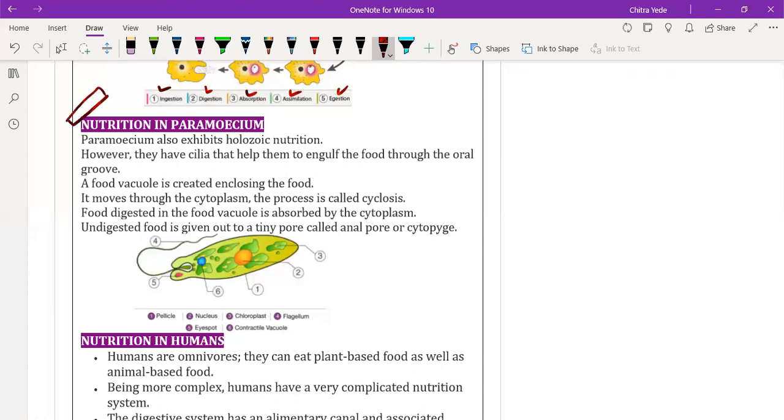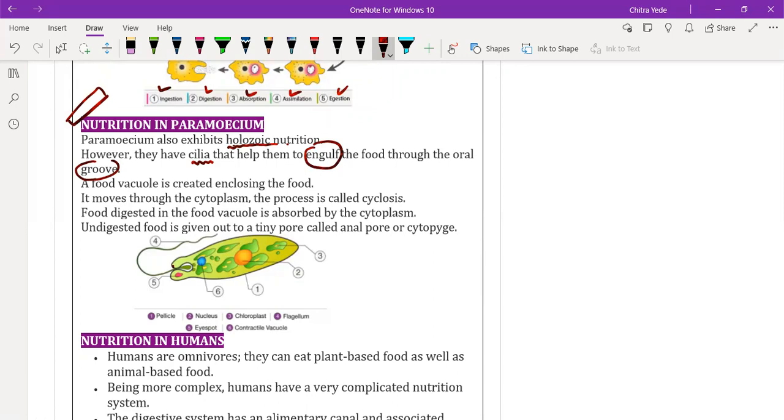Paramecium also performs the holozoic mode of nutrition. However, they have cilia. In the case of amoeba we had pseudopodia, but in the case of paramecium we have cilia that help them engulf the food through the oral groove. See, this part is called the oral groove.